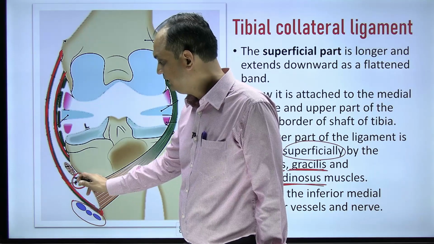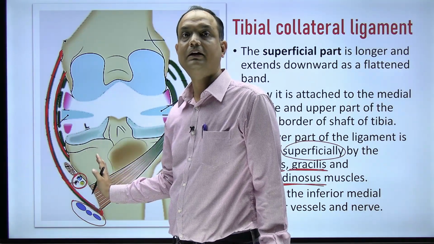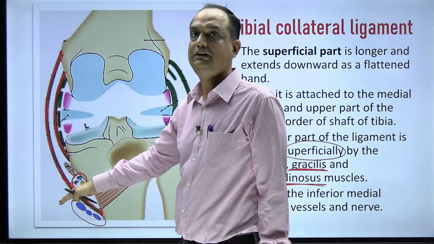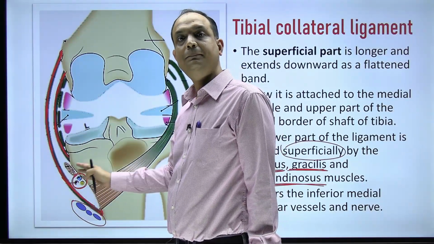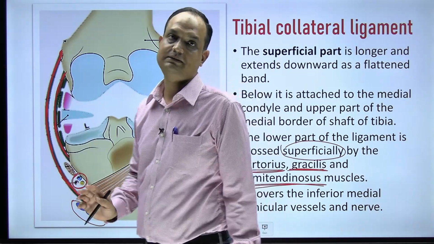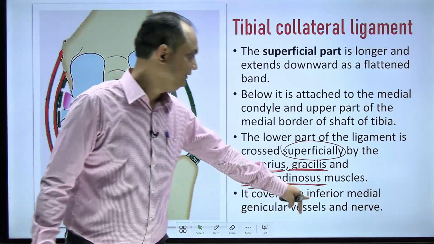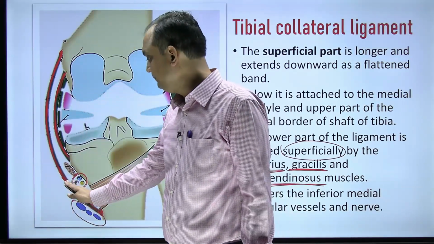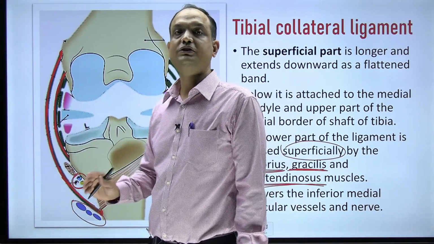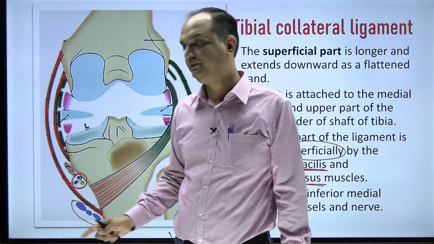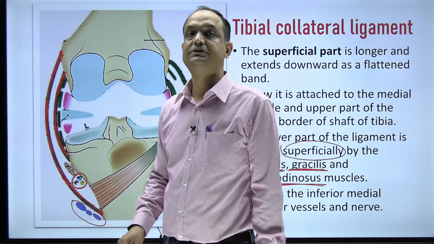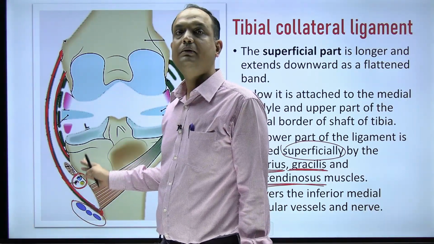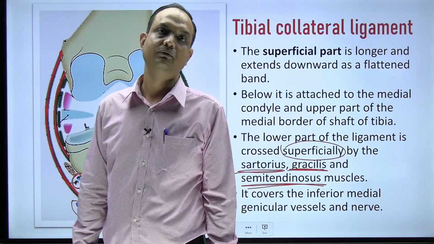Now what are these? These are the structures which are on the medial side of the knee joint, in the inferior aspect of the knee joint. So these are the inferior medial genicular nerve and vessels. Clear? So they are the inferior medial genicular nerve and vessels which lie deep to the superficial part. So which structure lies superficial to the superficial part? Three tendons. And which structure lies deep to the superficial part? Answer is inferior medial genicular nerve and vessels.